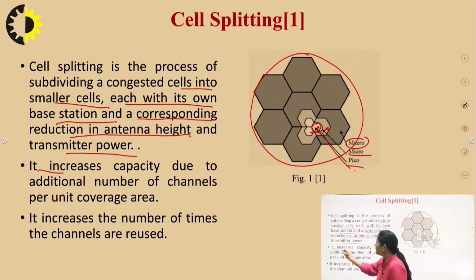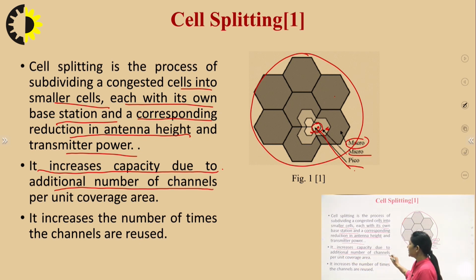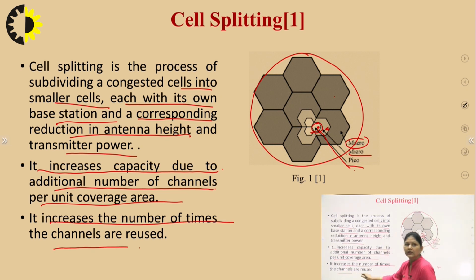Now, why are we doing this? Because it will increase the capacity due to the additional number of channels per unit coverage area. The number of channels per unit coverage area will increase because we were using the concept of frequency reuse, and that frequency can be reused within this particular area also. It also increases the number of times channels are reused. So cell splitting can provide services to more users.